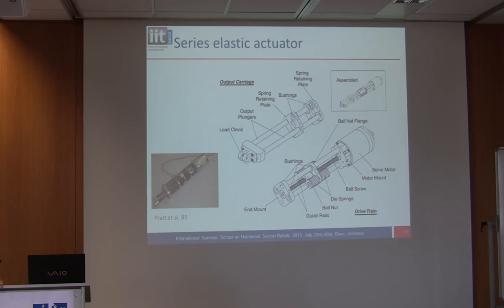Basically the springs provide the coupling between the nut that goes through this plate and the output carriage. So if you try to perturb the output carriage, then you are going to compress one or the other side of the springs, depending on the direction you apply the load. So even if the motor is in position control and is stiff, you still have a passive adaptation to the external perturbation through the inserted elasticity.